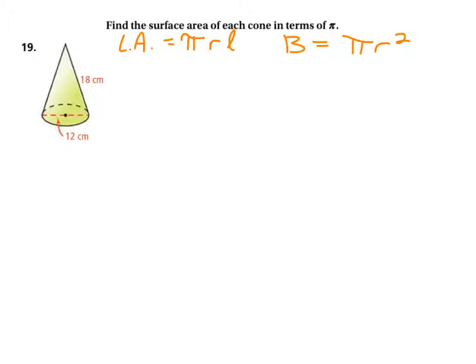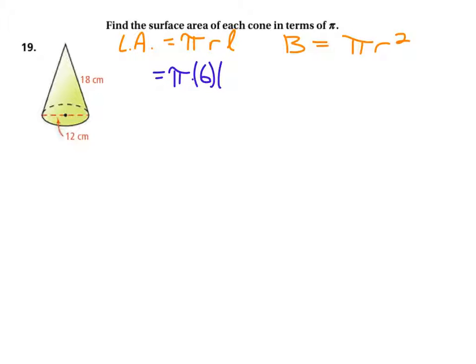And they're telling us to give it in terms of pi, so we're not going to actually calculate pi. We're not going to multiply it by pi. We're going to just keep it in terms of pi. So let's find this lateral area first. We've got pi times the radius. What is the radius? Well, the diameter is 12, so the radius is 6.